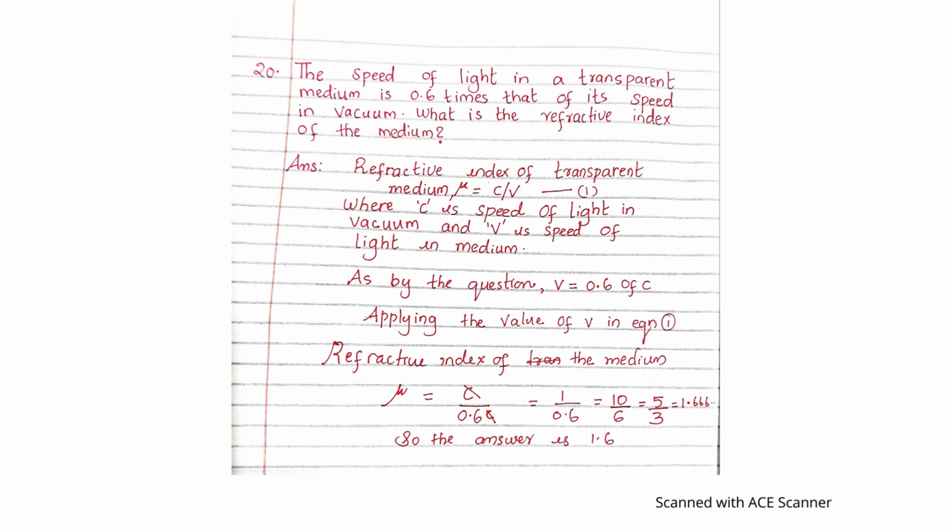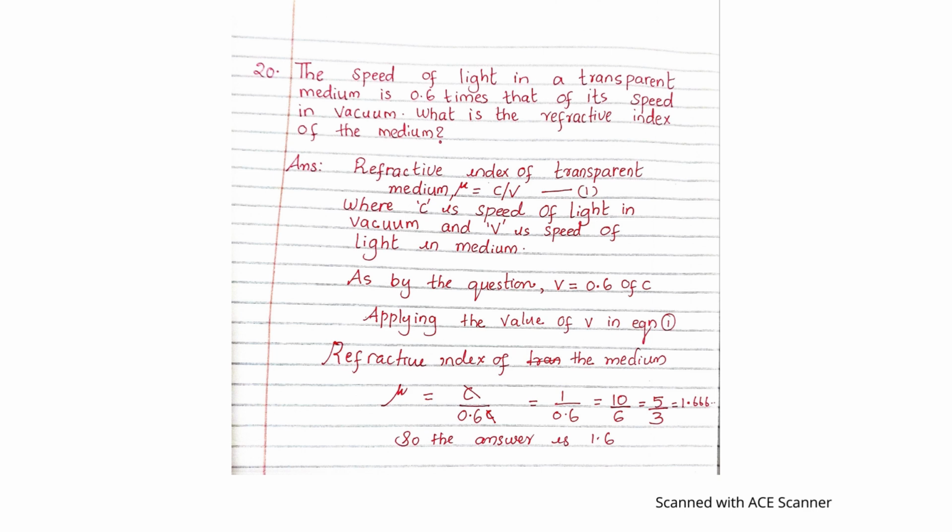See, look at the question and answer. What is given? You have to look for that. The refractive index of the transparent medium, we know that mu equals C by V. What is C? Speed of light in vacuum, and V is the speed of light in the medium. So, as per the question, the speed of light in the transparent medium, that means V equals 0.6 times the speed in vacuum. So, 0.6 of C.